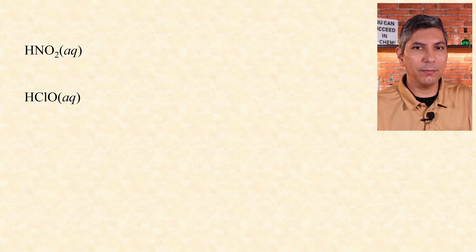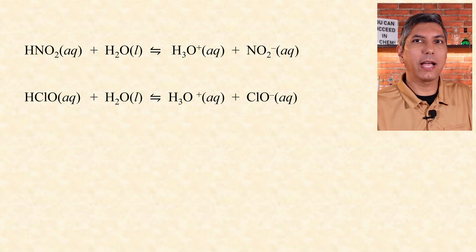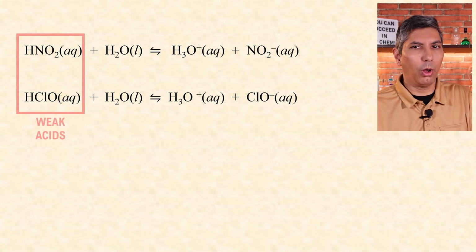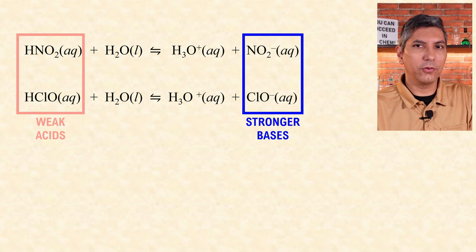On the other hand, weak acids, like these 2 examples, react with water in a reversible reaction to produce hydronium and their conjugate base. Remember, the stronger the acid, the weaker the conjugate base. And the weaker the acid, the stronger its conjugate base.